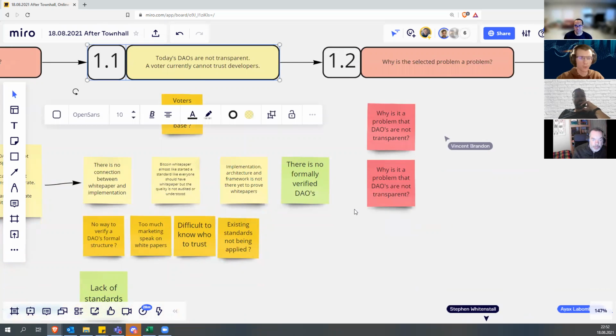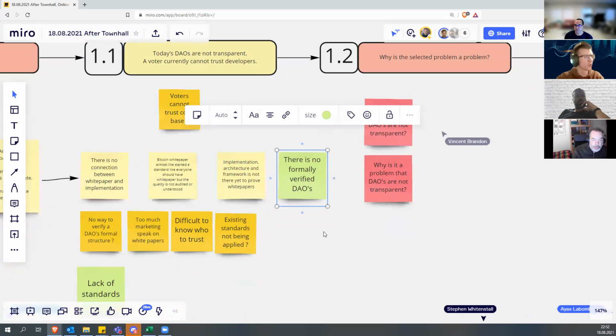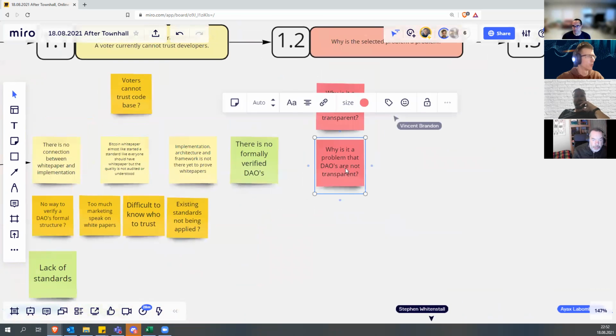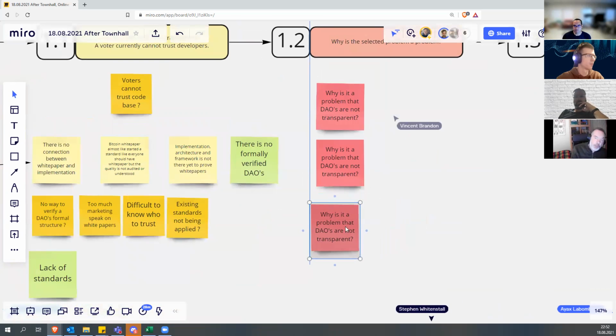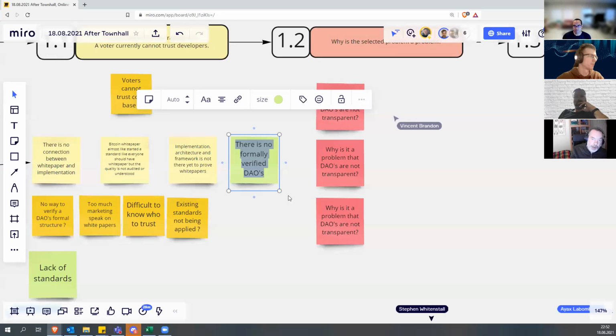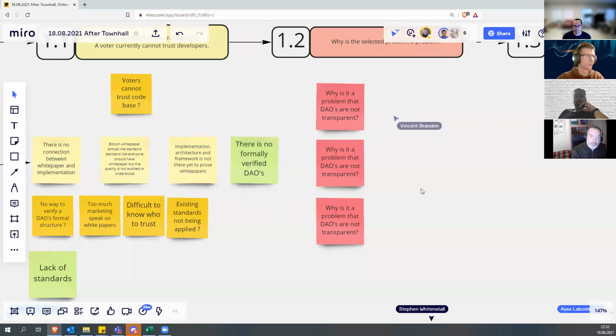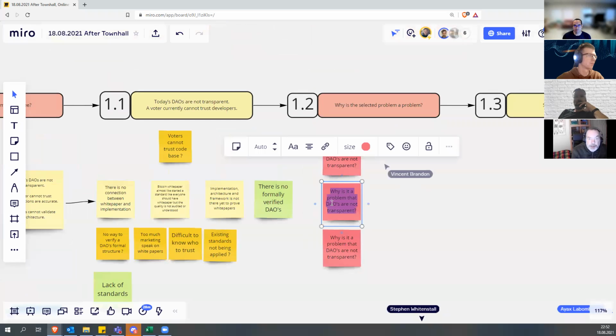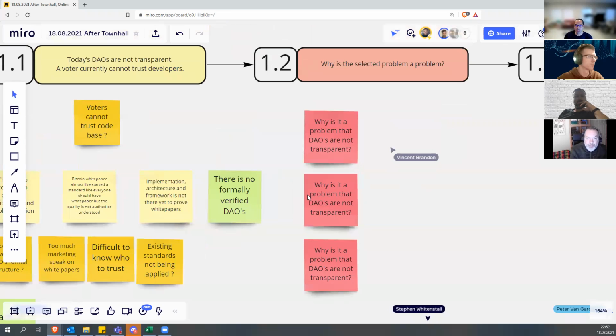This one was first pointed out, and then also use that one. Otherwise, we could go down a quite wide path here, because there's a big difference. I mean, a lot of DAOs are transparent; they're just not formally verified. You know, there are open source DAOs which are just not well built.